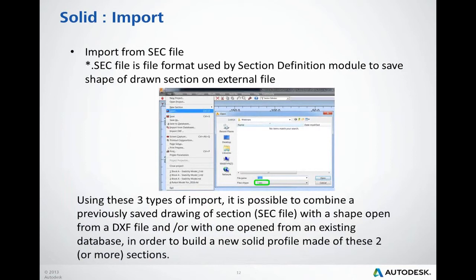Section shape can also be imported from a Robot native section file. The SEC file is a file format used by the section definition module to save the shape of a drawn section in an external file. Using these three types, it's possible to combine previously saved drawn sections in order to build a new solid profile.